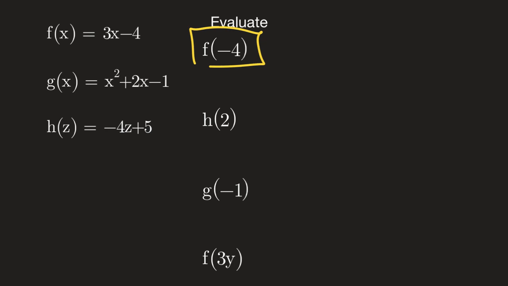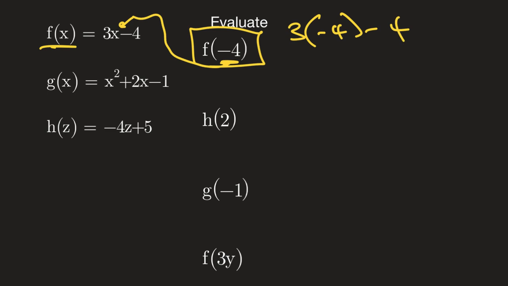What is that telling me? That is telling me to go to the f function. Which one of those functions is the f function? The first one. I go to the function labeled f, hence the name. Everywhere we see an x, because it depends on x, I'm going to put a negative 4 in there. I'm going to take this negative 4 and put it in there for x. 3 times negative 4 minus 4.